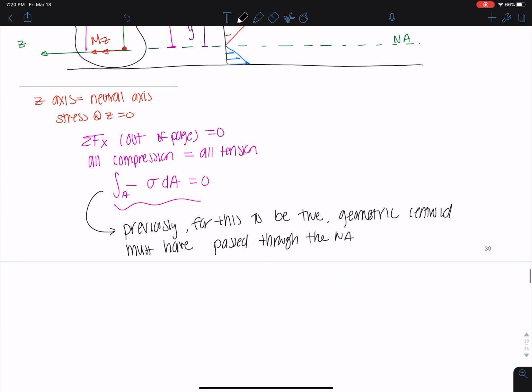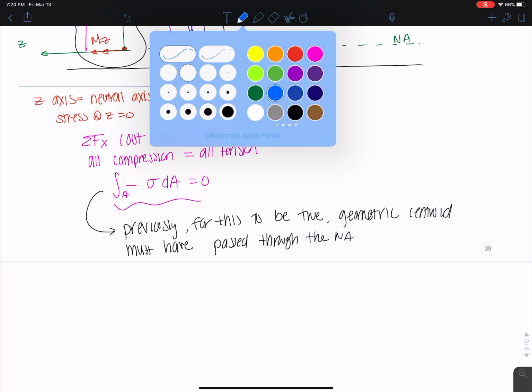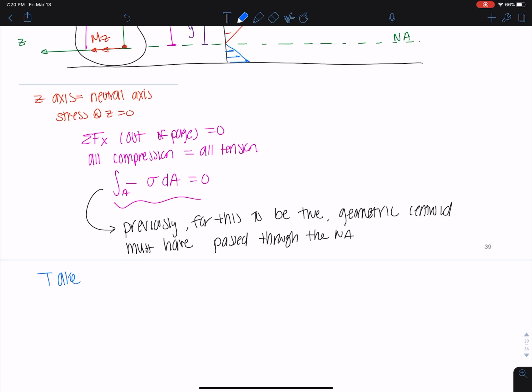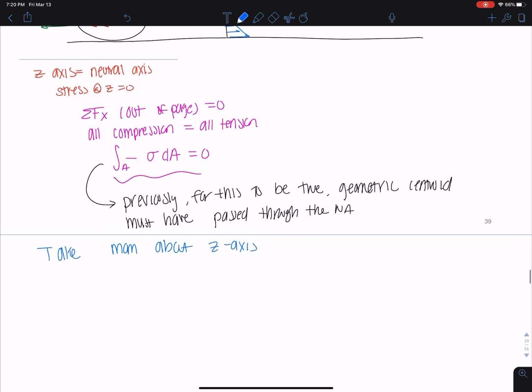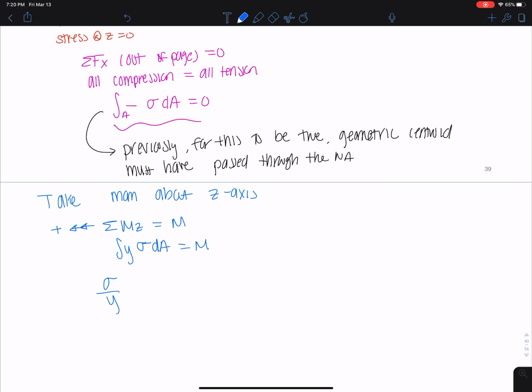And so what we did, right, we would take moment about the z-axis, and I would get basically the sum of Mz. We'll say this direction is positive, and that has to be equal to M. The integral of y sigma dA has to be equal to M. And I got that sigma over y equals sigma max over c. And I could solve here and get negative sigma max, take this out. This is all from before, right? Then just recapping what we did before, okay?